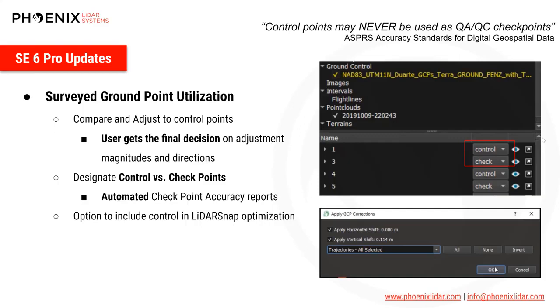Checkpoints, on the other hand, are withheld from any process of adjusting the LiDAR data. These are our independent verification points that are used for making statements about accuracy. Producing accurate data is the overall goal, but being able to confidently state that data's accuracy is likely more of a significant process. And this is what we're trying to help users really accomplish with this update.